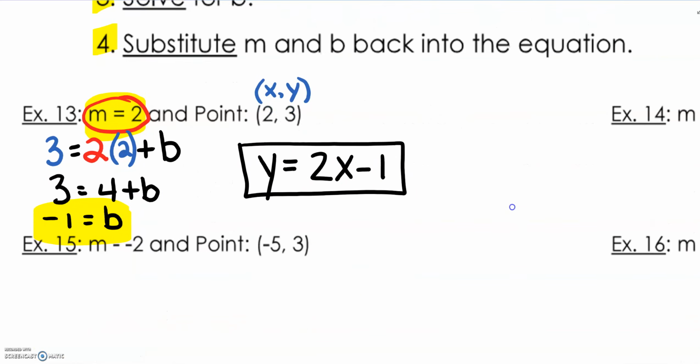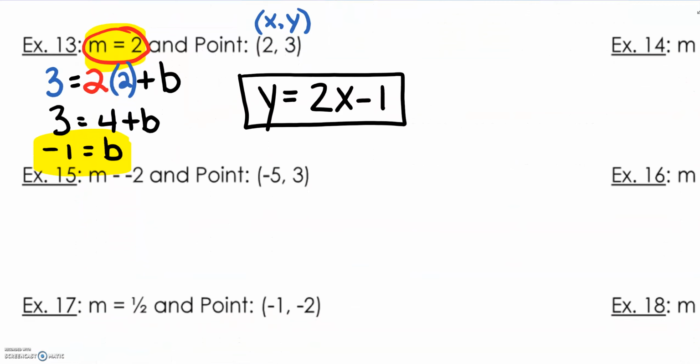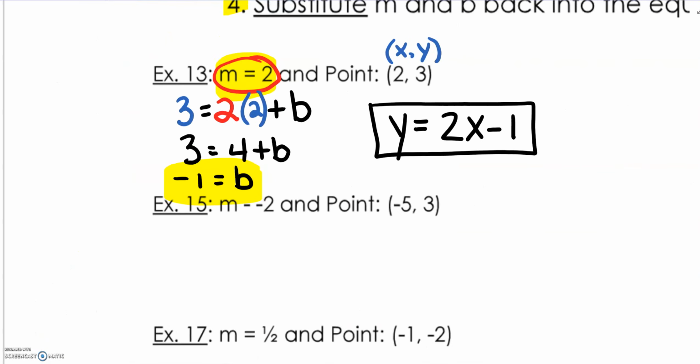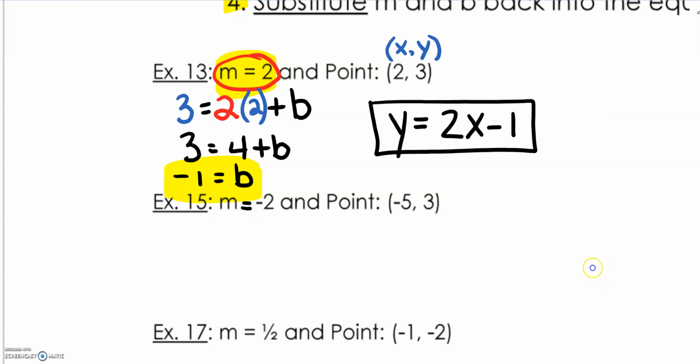The only thing I need to point out otherwise in this section is that there's a typo on number 15. It says m minus -2. That's just supposed to be m equals -2. So that's it. Just fix that before you work on the problem and get confused.